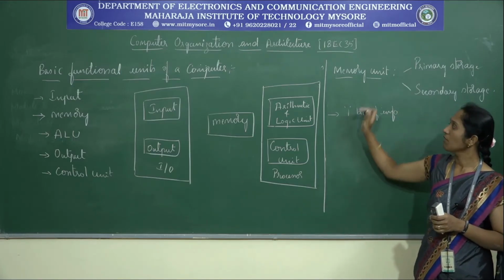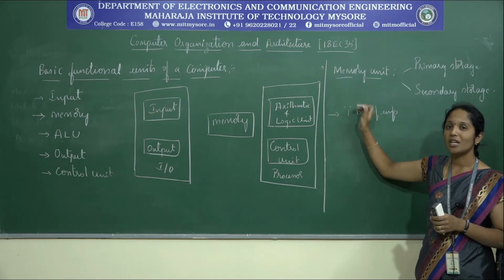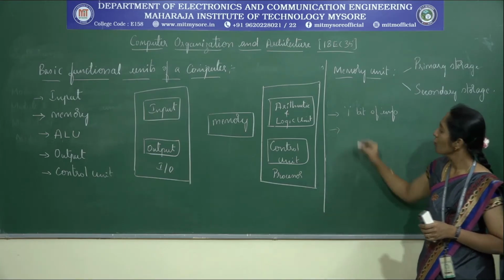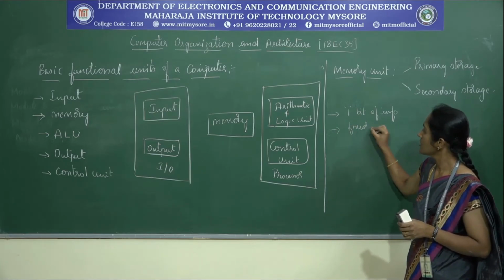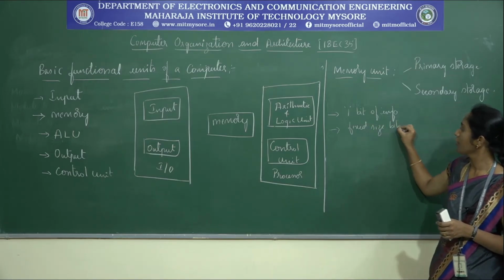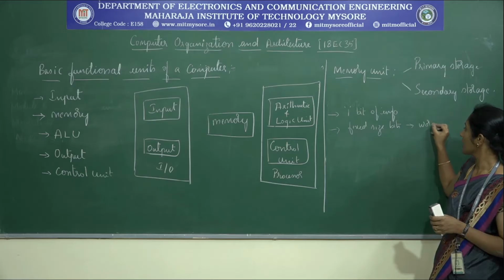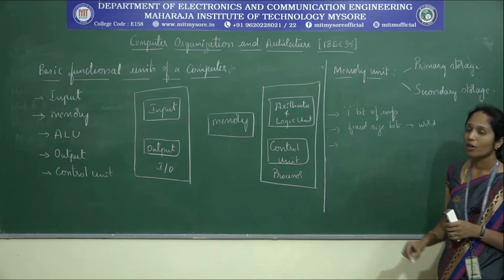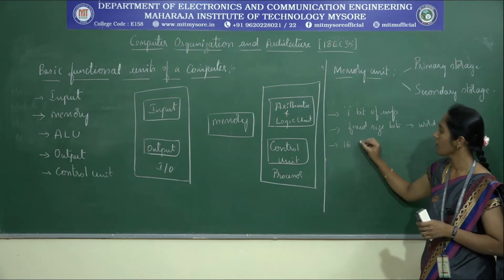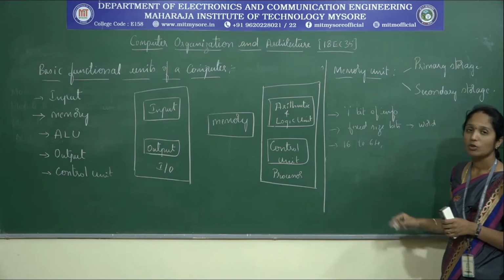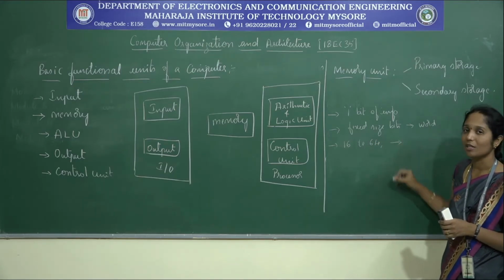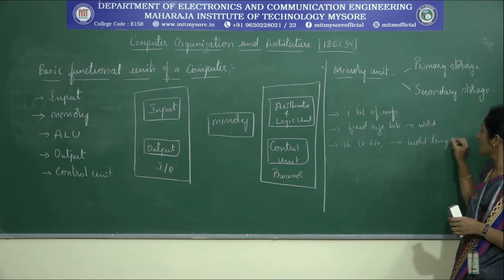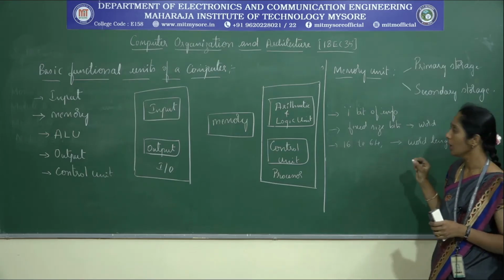Usually this memory is not accessed one bit at a time, that is, we do not read or write a single bit at a time. Instead we access it as a fixed size of bits called a word. In modern computers this fixed size can vary from 16 to 64, and we call this 16 bit or 32 bit or 64 bit the word length. So this is very important because this decides the capacity of the computer.